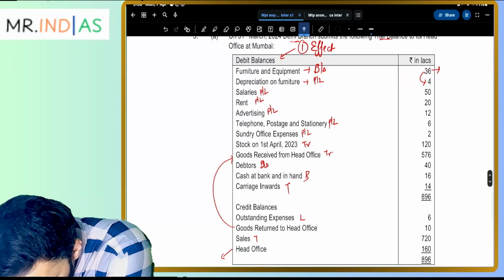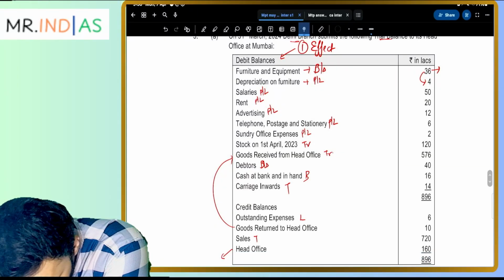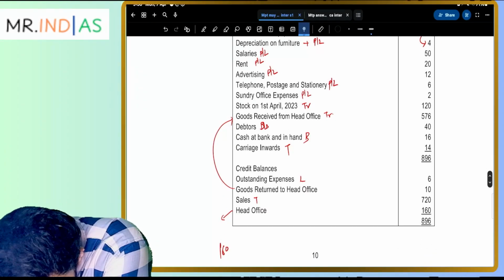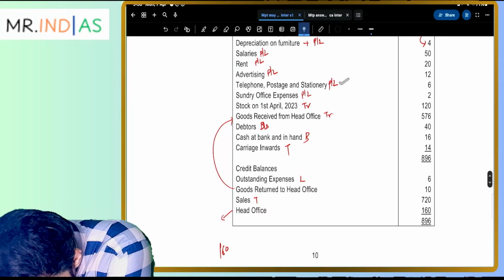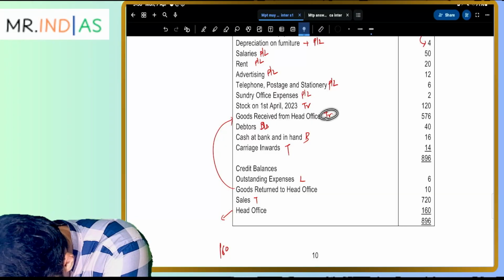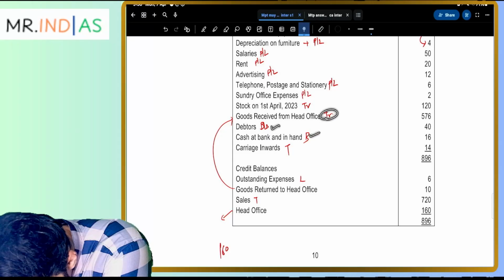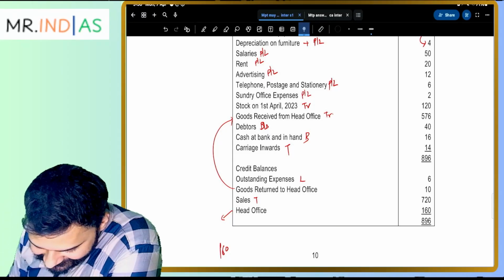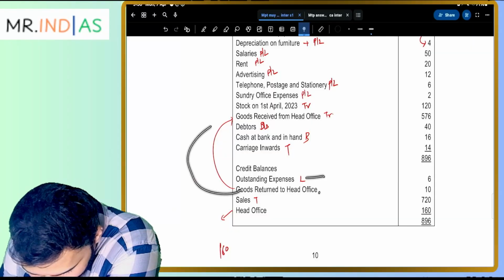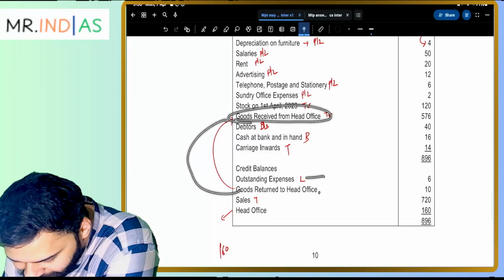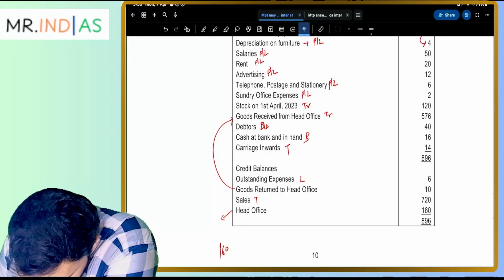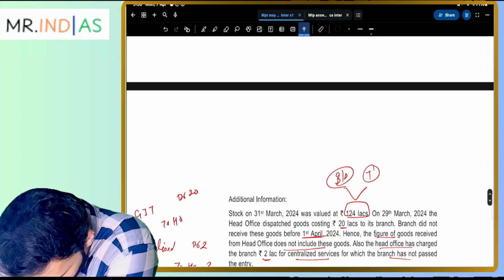So furniture equipment comes into balance sheet, asset side; depreciation into P&L account; salaries into P&L account; rent P&L; advertisement P&L; telephone P&L; sundry office P&L; opening stock trading account; goods received from HO trading account; debtors balance sheet; cash in bank balance sheet; carriage inward trading account; credit balances, outstanding expense liability; goods returned to HO 10. This will get reduced from the goods received from HO account in trading account; sale trading account; head office expense into the balance sheet. Okay, so you have an adjustment.